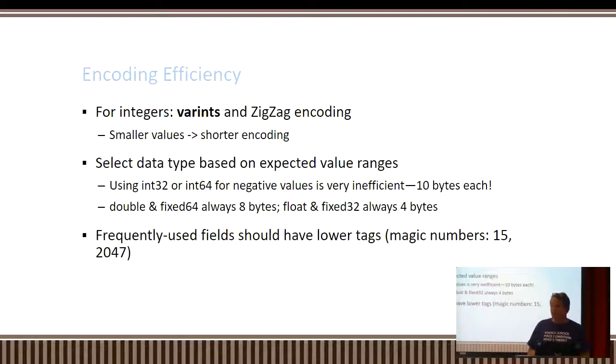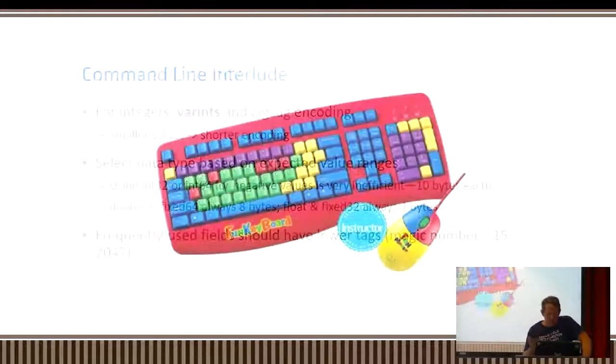And then also the fields that you expect to appear frequently should have lower tag numbers than those that don't. The first 15 tags are going to be your most frequent fields. Those will get encoded using 1 byte for the tag information. And then the next step up is to 2047. So your first 2047 field numbers should be your most common ones. And beyond that, it doesn't matter much.